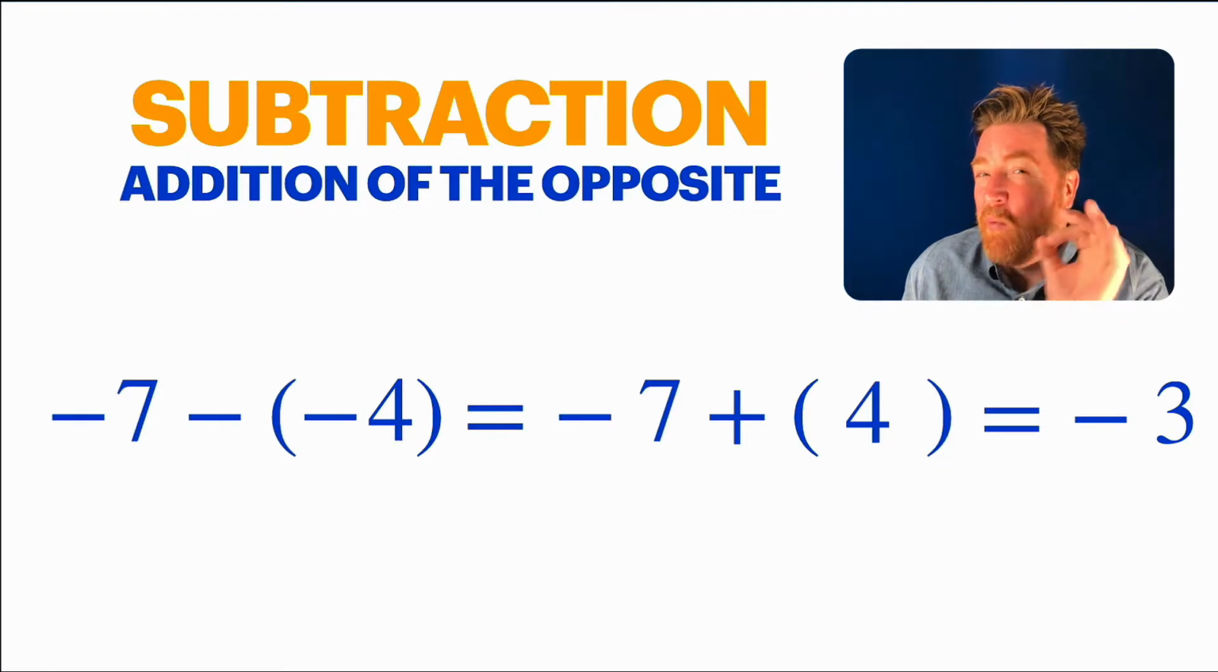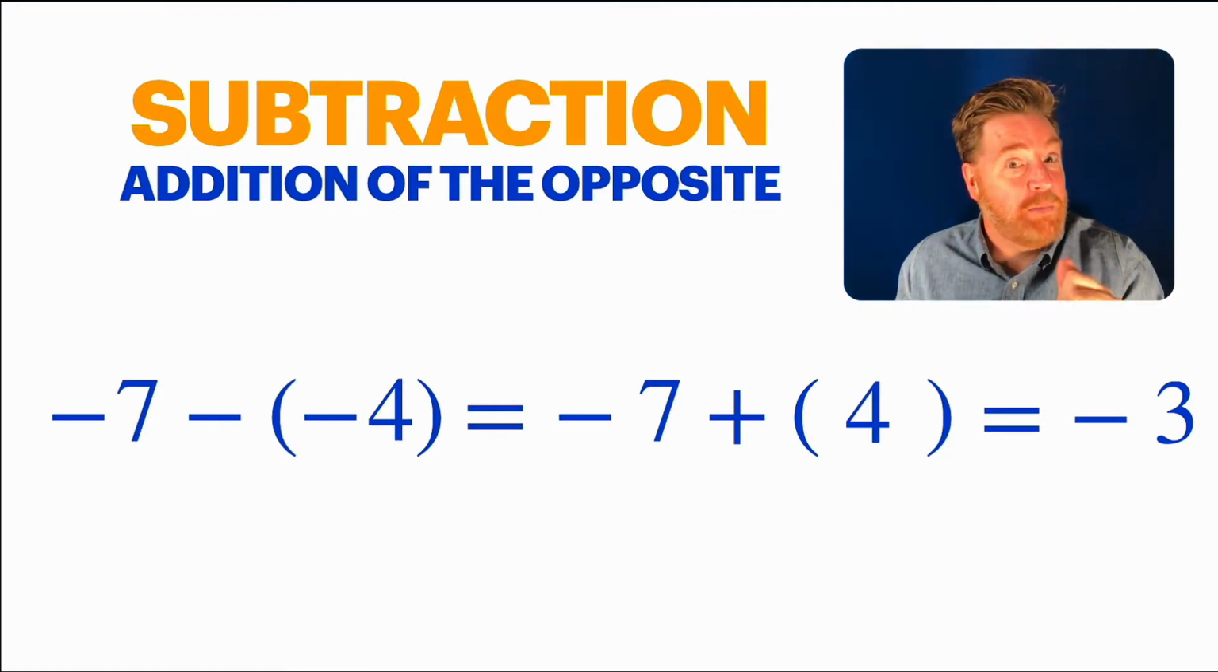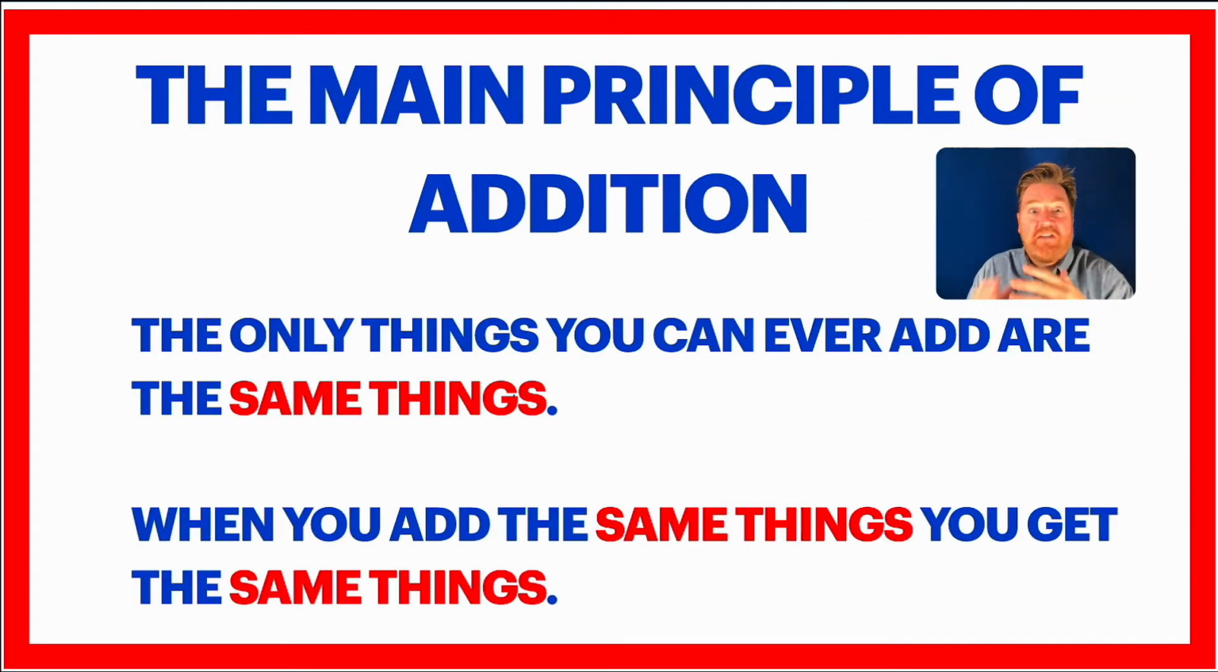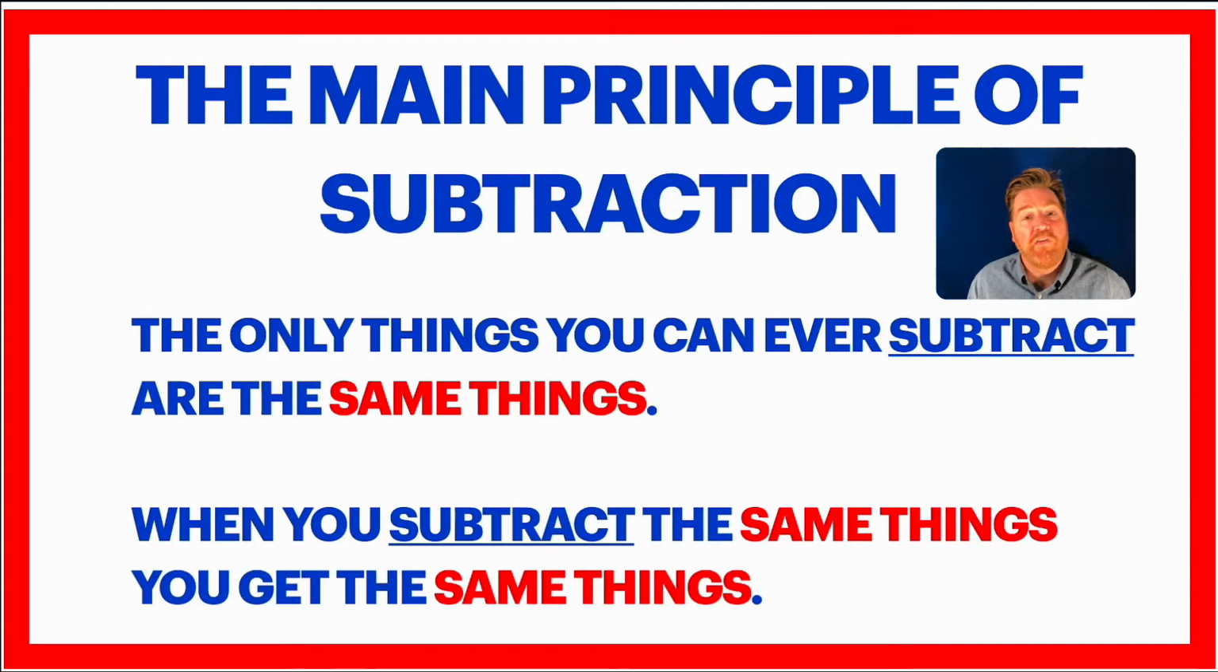Before we do, I want to highlight what really helped us when we were talking about addition, the main principle of addition. It didn't just help us, it governed everything that we did. The only things that you can ever add are the same things, and when you add same things, you get the same things. Because subtraction is really addition of the opposite, it just transfers over, and we'll consider it the main principle of subtraction too. The only things you can subtract are the same things, and when you subtract the same things, you get the same things. So here are some examples.